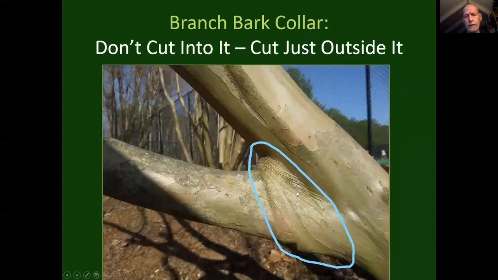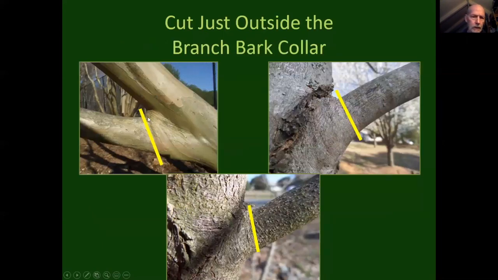So here's a crepe myrtle. Crepe myrtles have very obvious branch bark collars. You can see it's the swollen area where you have double wood, and you'd make your cut just outside it, right there. Okay. You do not want to cut into it. If you cut into it, you're going to reduce its ability to create that wound wood and seal it off against entry of decay-causing agents.